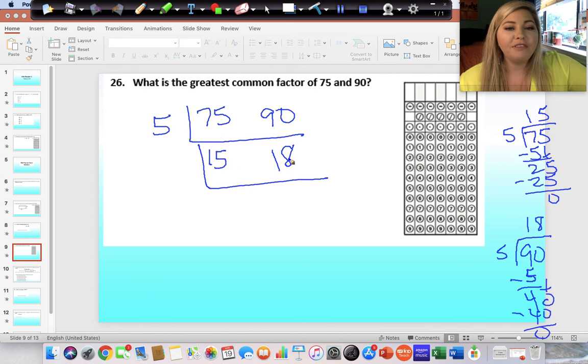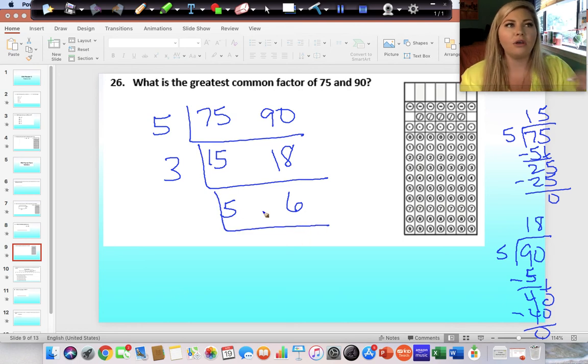Now, 15 and 18, we have to think, what number goes into both 15 and 18 evenly? Well, that's 3. 3 times 5 gives me 15, and 3 times 6 gives me 18. Now we're done because I cannot think of a number that goes into both 5 and 6 other than 1. You can take out the 1, but again, you're going to get 5 and 6 again.